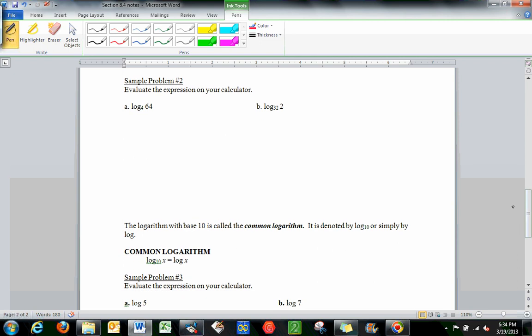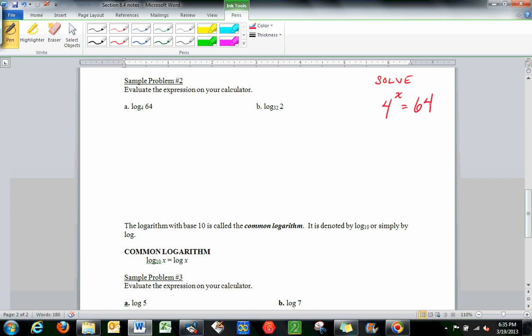Now, let's think about this. It says to evaluate the expression on the calculator. What I want to do before we simply evaluate this expression on the calculator is to put this in the form of an equation that you would have to solve so that you could see how convenient logs are. Let me take part A and I'm going to rewrite this. I'm going to say, let's solve this expression. 4 to the x equals 64.